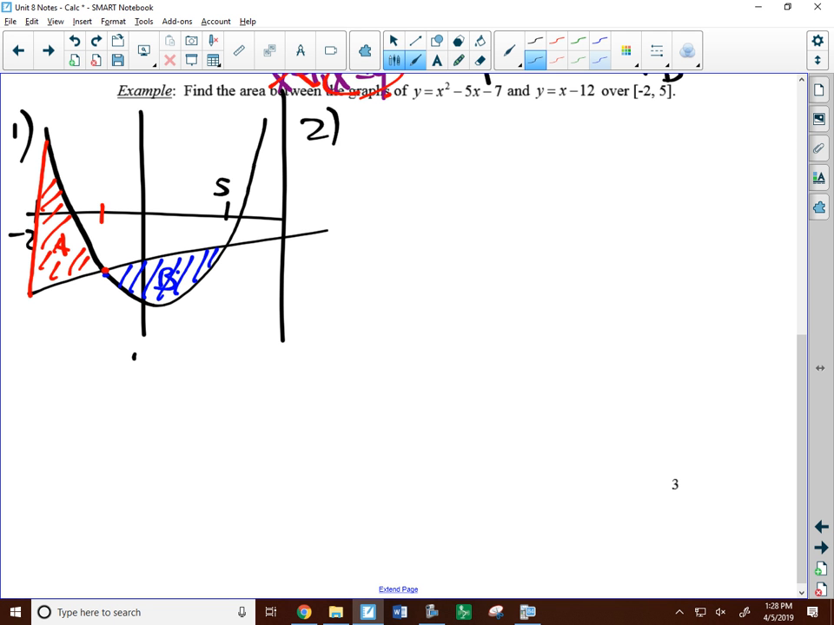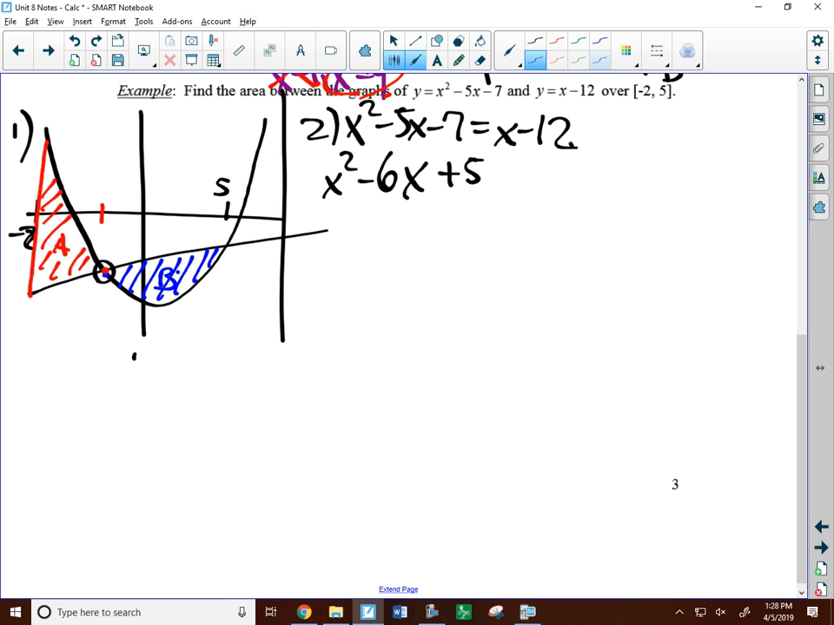I already have the endpoints, -2 and 5, where the integral starts and ends. I need this one, where the 2 functions meet. And so I set them equal: x squared minus 5x minus 7 equals x minus 12. It is going to be another factoring one. I'll get everything on the left side, so I'll subtract x, -6x, and then add 12, and we'll have 5.